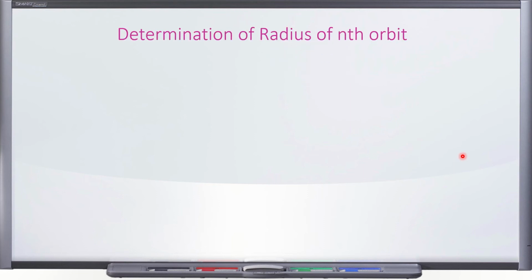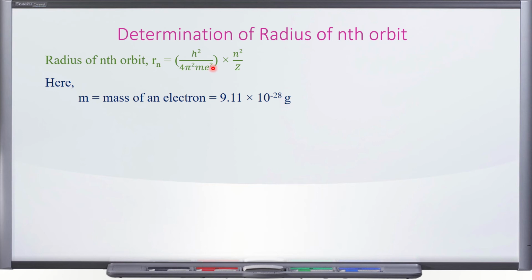Here look, to determine the radius of the nth orbit, we have to use this formula. Radius of nth orbit Rn equal h square divided by 4 pi square m e square into n square by z. Look, in this formula there is no velocity. That means we can determine the radius of the nth orbit without using the velocity of the electron present on that orbit. Here m is the mass of the electron.